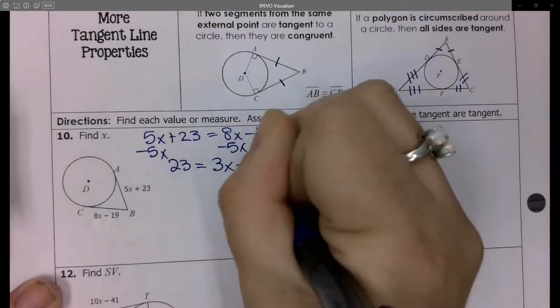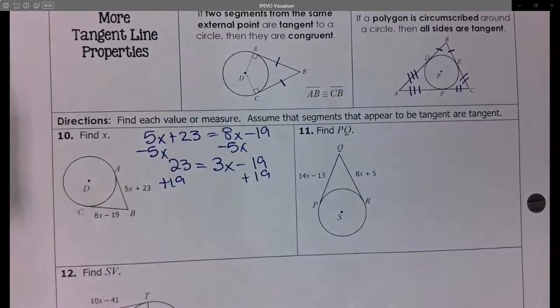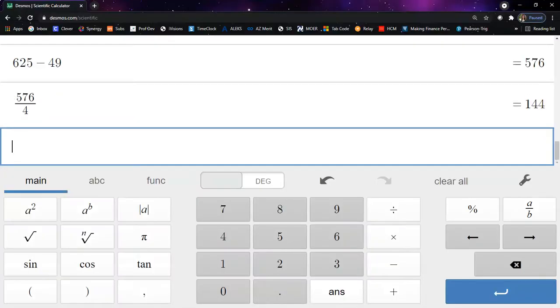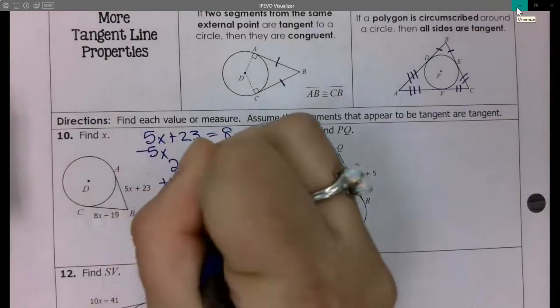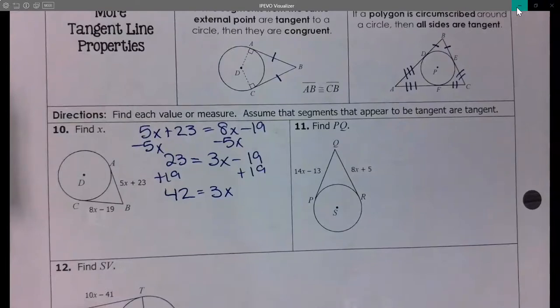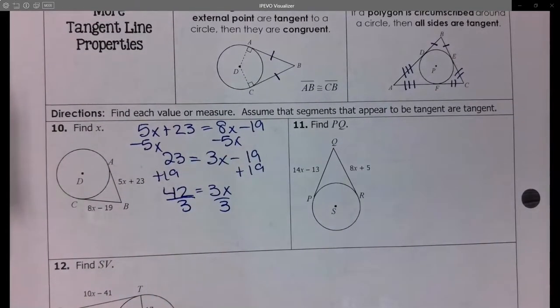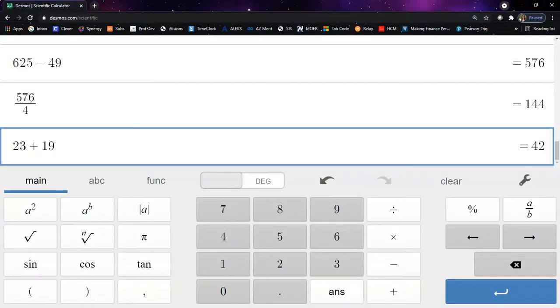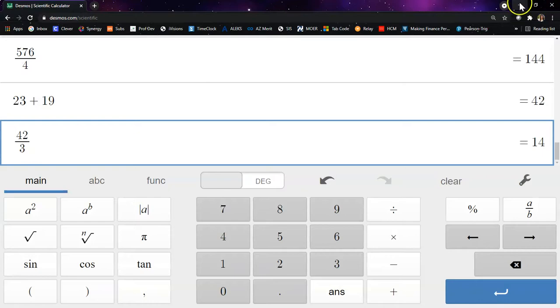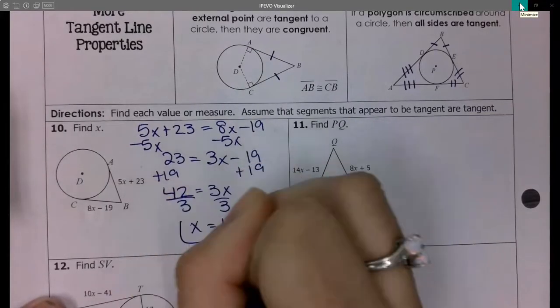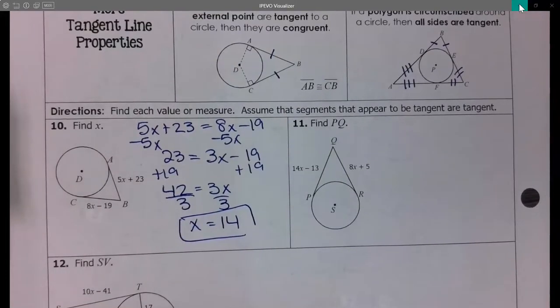Then I want to add 19 to both sides, which I can't do in my head today. Gets us 42. Then I can divide both sides by 3, which gets me 14. Questions on number 10?